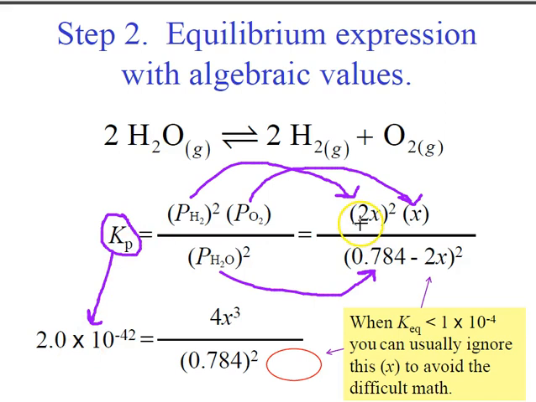Alright, now going on from here, we've got 2x squared would be 4x squared. Times x makes 4x cubed. Remember to square your number and your letter. So that becomes 4x squared times x, so 4x cubed.